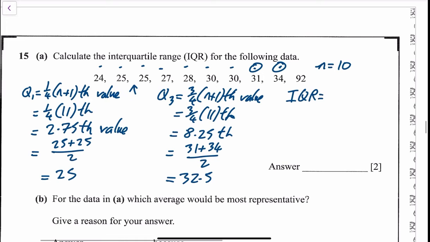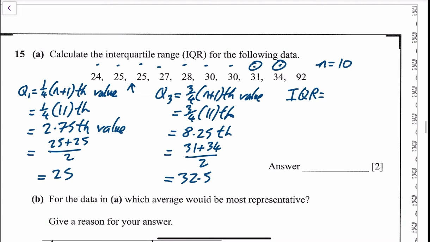What you need to do then is to find the interquartile range. The interquartile range is the upper quartile minus the lower quartile. So 32.5 minus 25. That's a lot of work to do for this question, isn't it, for just 2 marks? So that's just 7.5. So for 2 marks, you had to do all that. That seems like a harsh way of doing it.